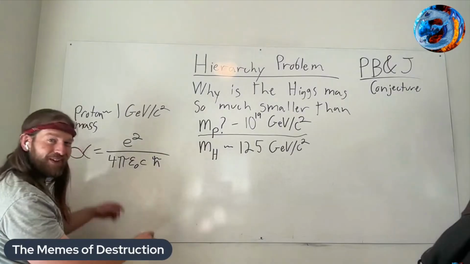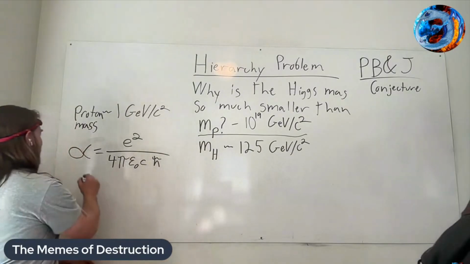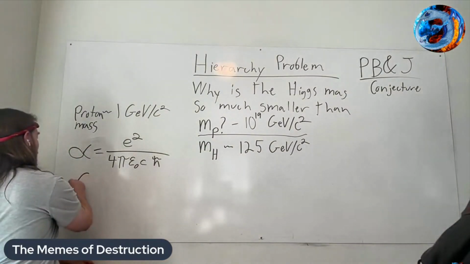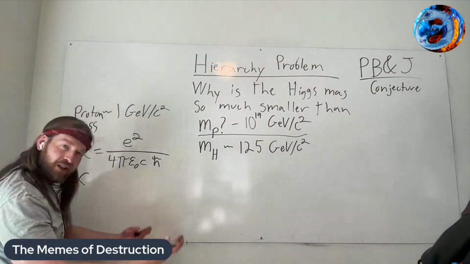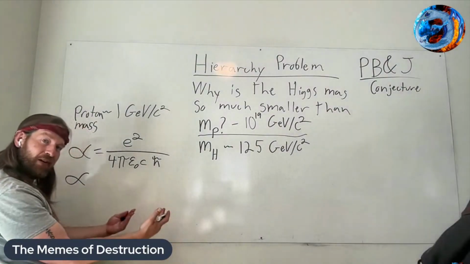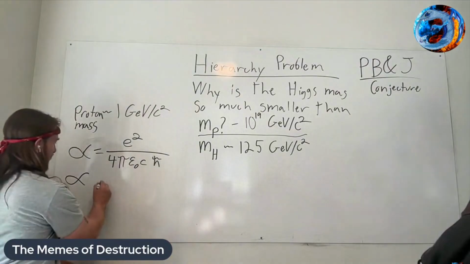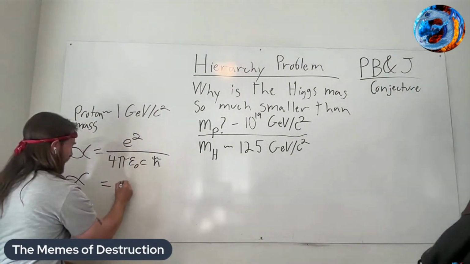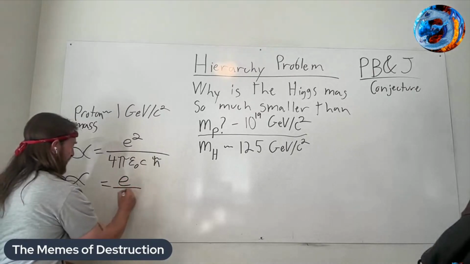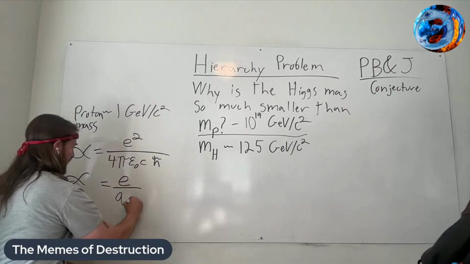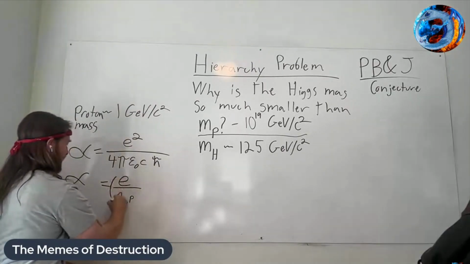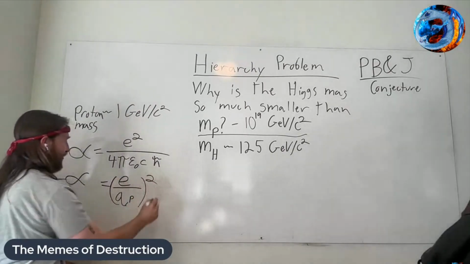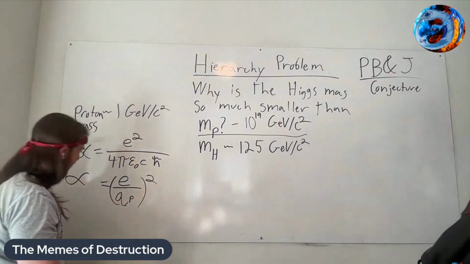And then when you go through the stuff, you end up realizing that you can rewrite this whole thing, let's say, computationally reduce it to a much simpler definition or notation. So you can just change this whole thing to elementary charge over q sub p, which is the Planck charge, and you square that whole dang thing.